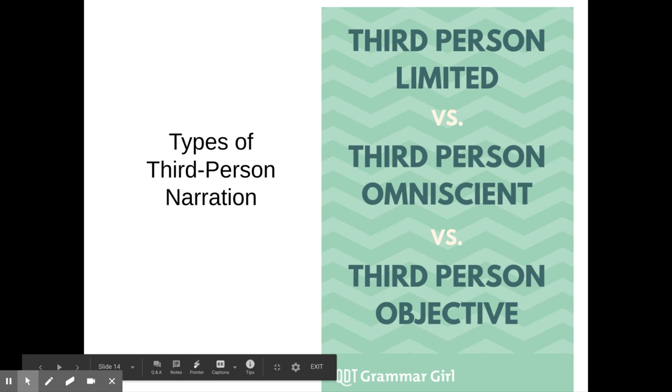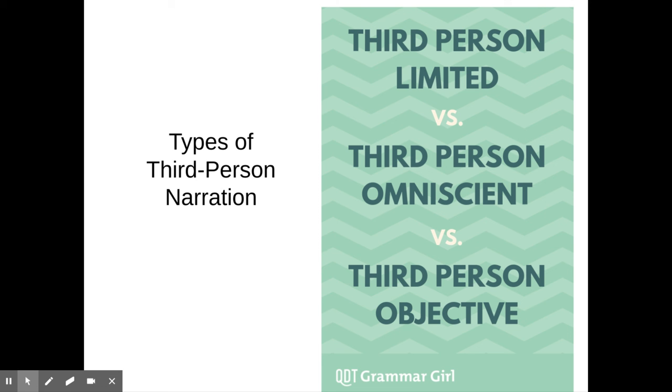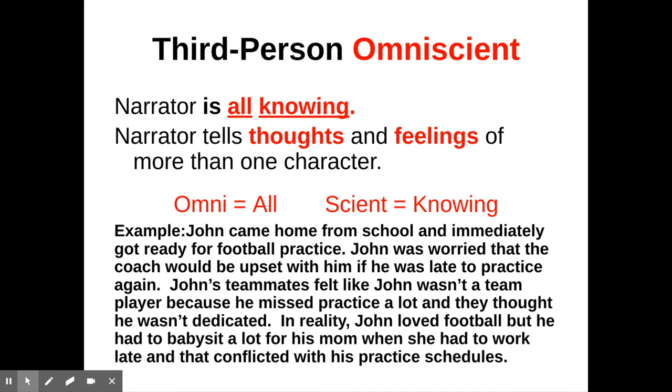Hey guys, just wanted to give a little bit of instruction for these three different types of third person. So, yesterday we talked about first person, second person, and third person. Remember, first person is telling a story about yourself, second person is giving instructions, and third person is when you're telling a story about someone else. And within third person, there are also three types: limited, omniscient, and objective.